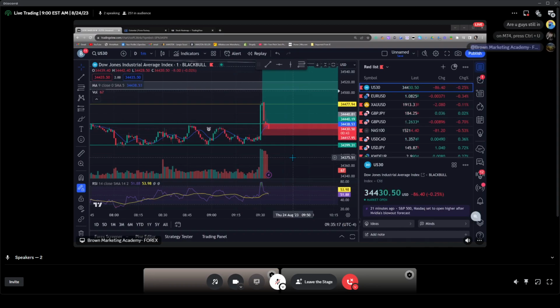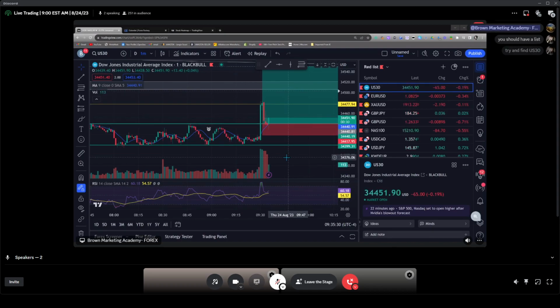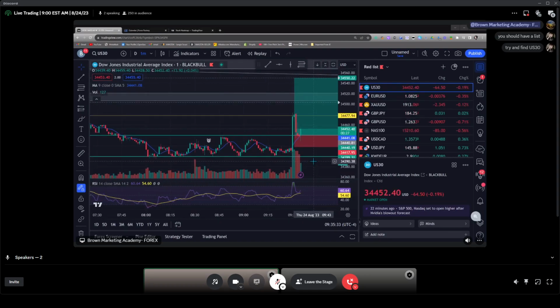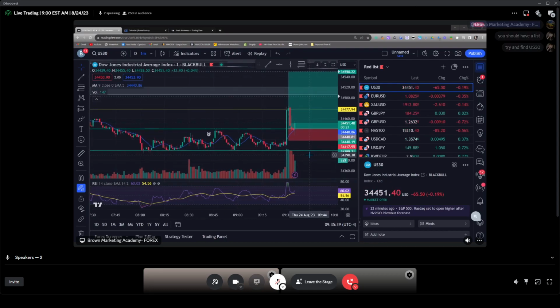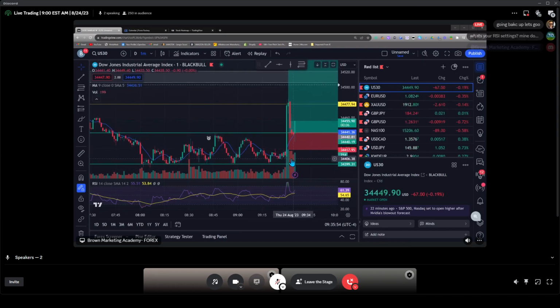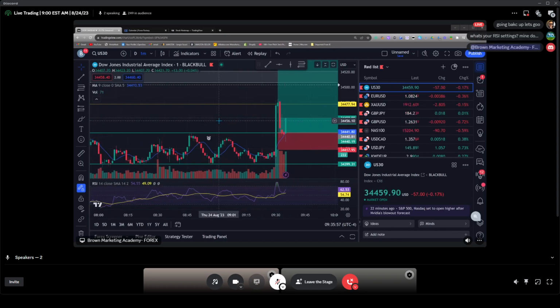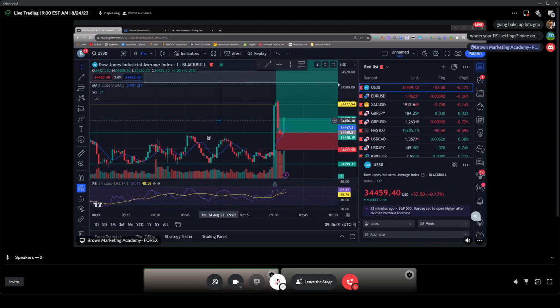This thing is heavy. Hopefully that was just a retest and we keep pushing. Yeah, I'm holding until TP.